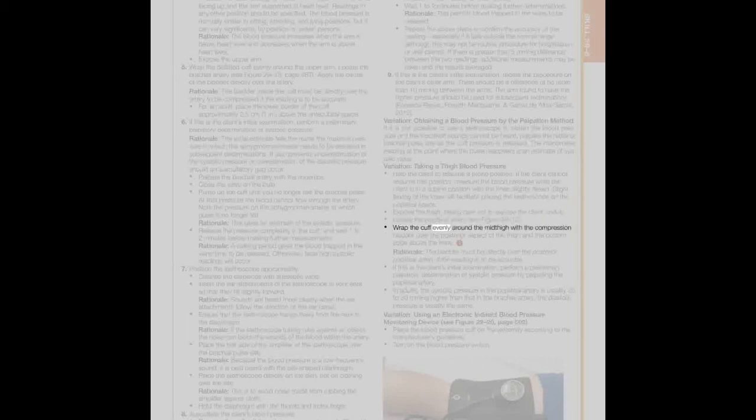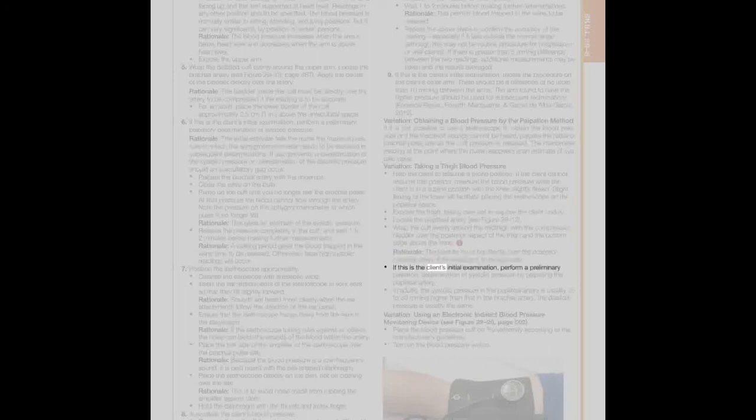Wrap the cuff evenly around the mid-thigh with the compression bladder over the posterior aspect of the thigh and the bottom edge above the knee. Rationale: the bladder must be directly over the posterior popliteal artery if the reading is to be accurate.